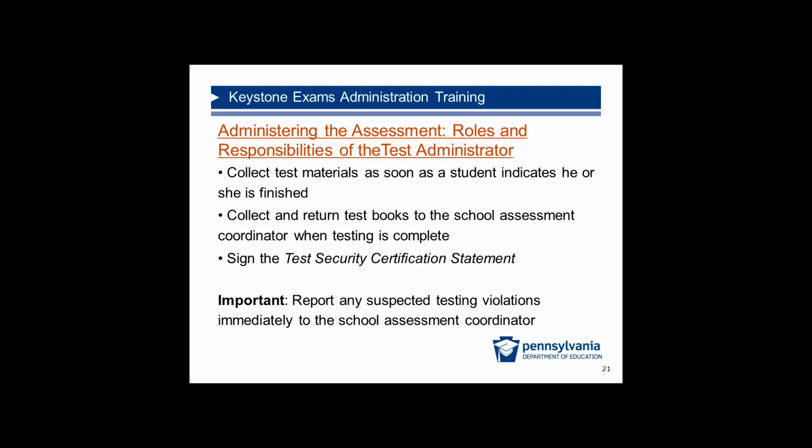And again, that test security certification statement for the TA also applies to a proctor. So if you have two persons in the room, the TA, the test administrator, and a proctor, the proctor also must sign that test security certification. And the SAC test security certification also applies to the principal, who signs the same certification, because very often we find in many of our schools the principal also serves as the SAC. So it makes sense that both of those persons would sign that same document.